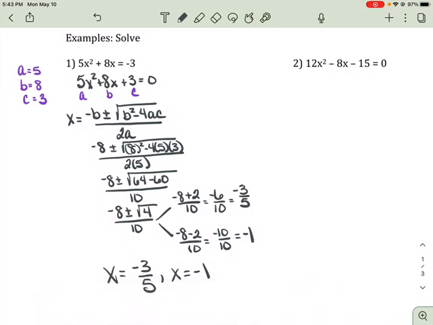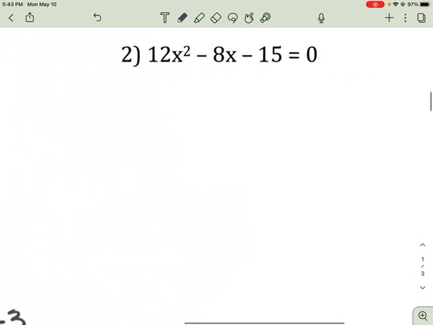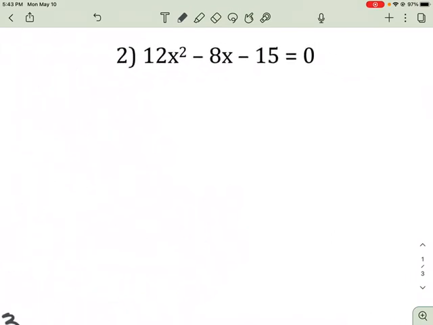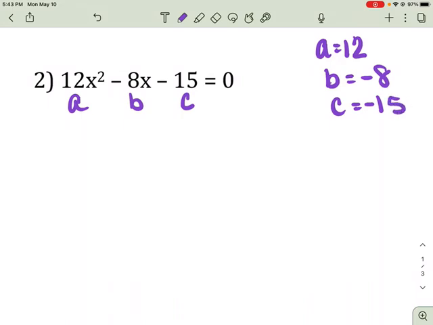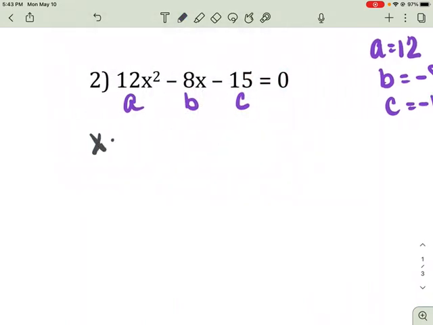Okay. All right. So let's try this one. A, B, C. All right, so A is 12, B is negative 8, and C is negative 15. Okay, so let's put our information in. Again, I'm going to write it so we get comfortable with the formula.